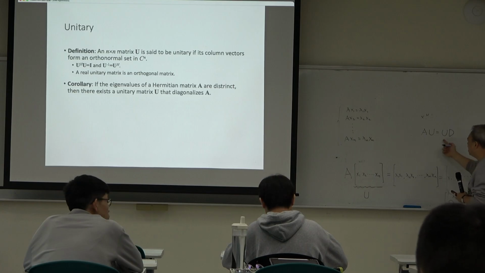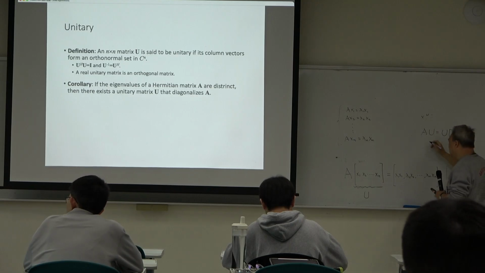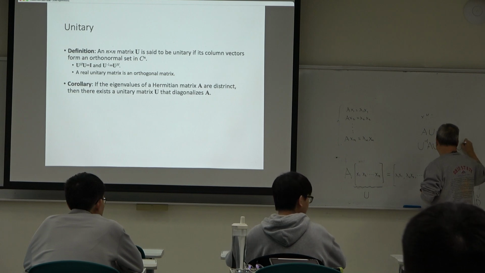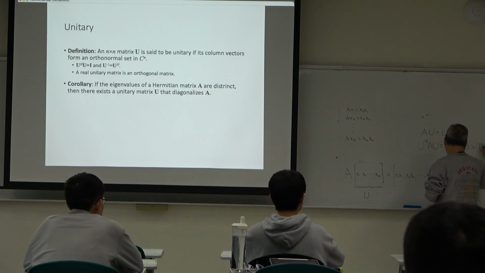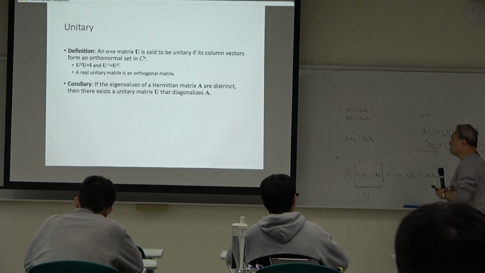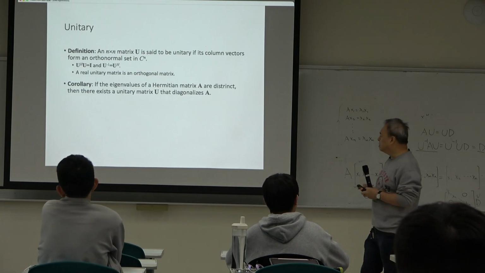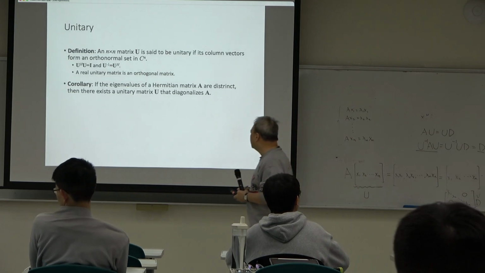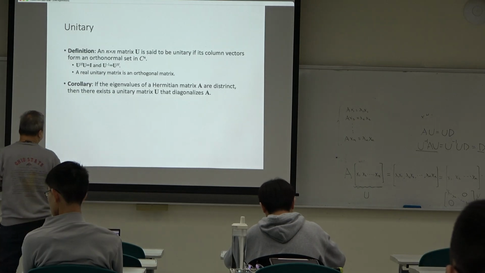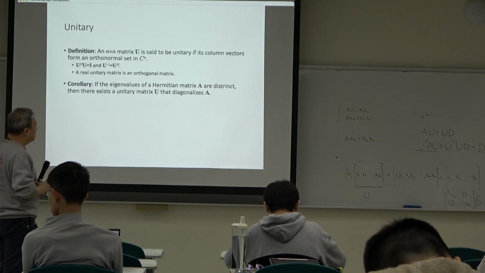And then if you multiply on the left-hand side both sides by the inverse of U, then we have U inverse A U equal to U inverse U D, which is D. So if the eigenvalues of Hermitian matrix A are distinct, there exists a unitary matrix U that diagonalizes A.